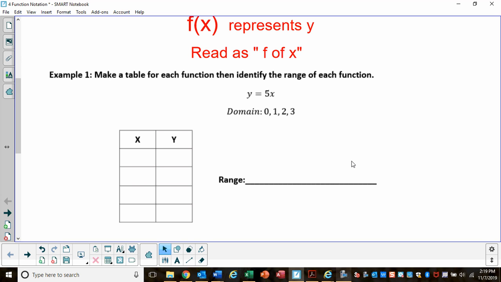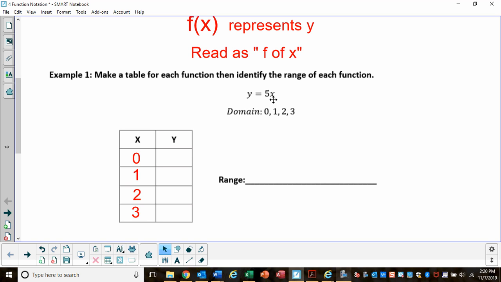So we have to determine the range given this function, the equation, and its domain. So we're going to make a table for it. First I'm going to take the domain and plug it into my table, into the x values, because domain is x. Now what I'm going to do is take each individual x and plug it into the equation for x and simplify it to figure out what y equals.